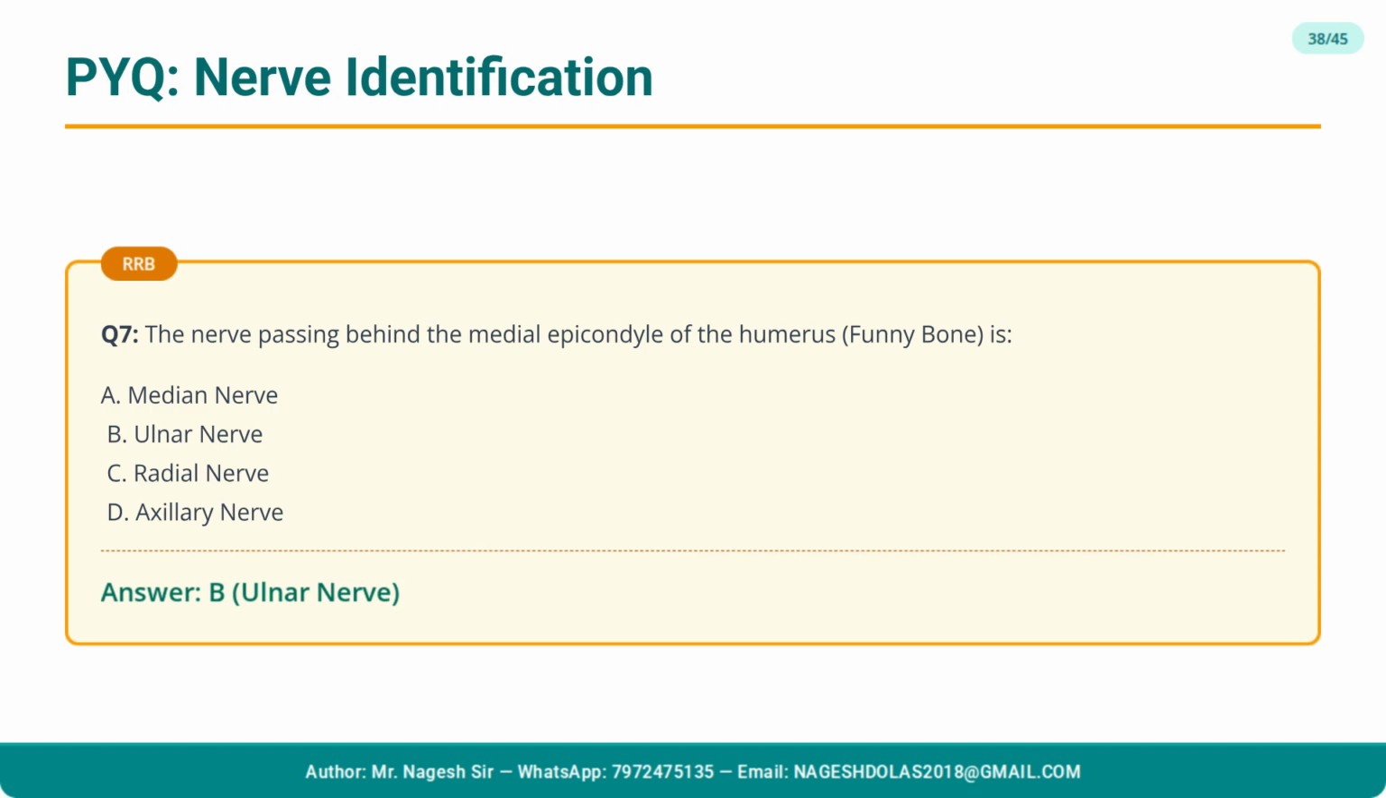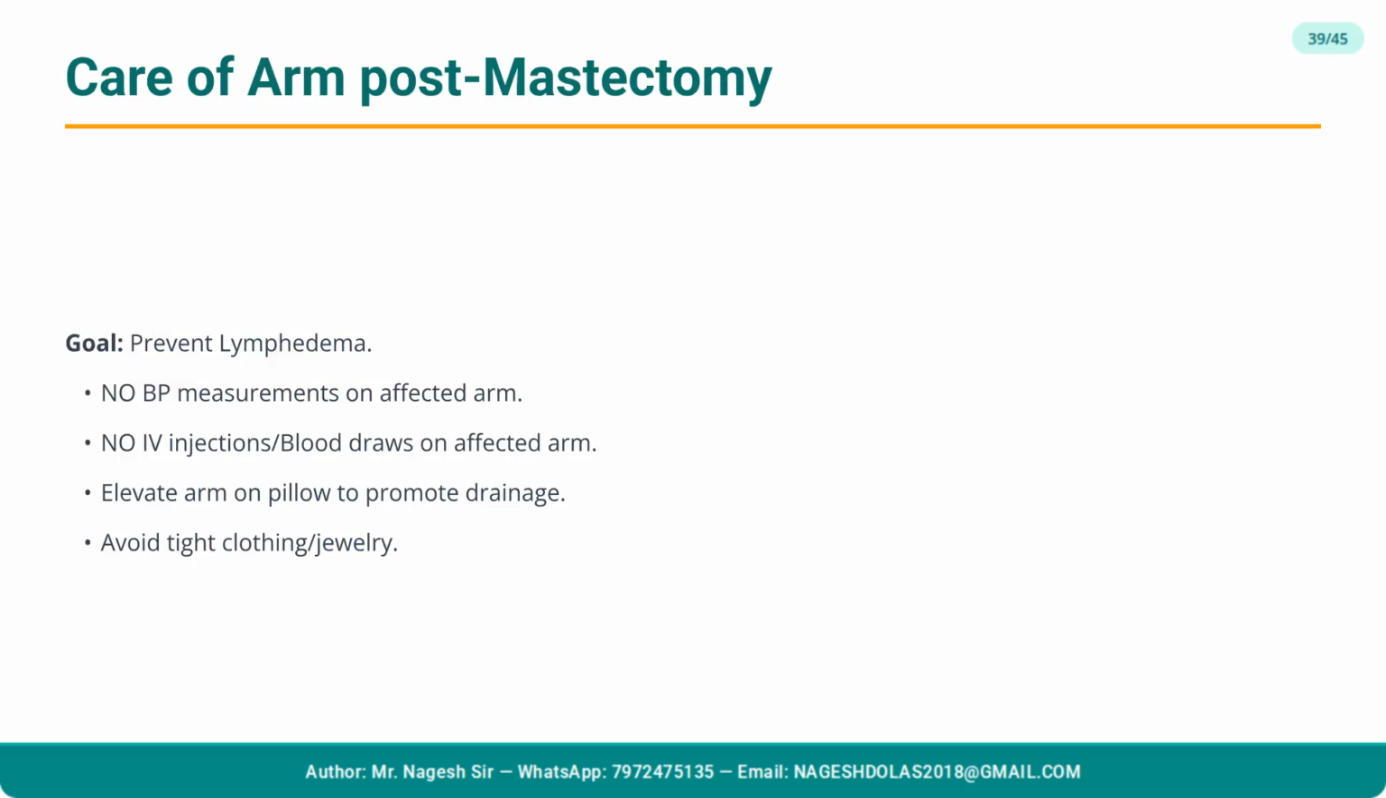Question 7. The nerve passing behind the medial epicondyle of the humerus, the funny bone: the answer is B, the ulnar nerve. Post-mastectomy care aims to prevent lymphedema. Critical nursing alerts include avoiding blood pressure measurements, IVs, or blood draws on the affected arm. Arm elevation also promotes drainage.